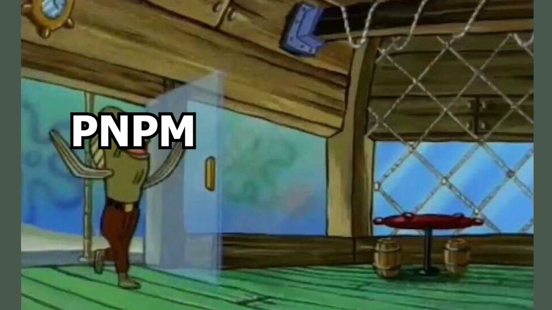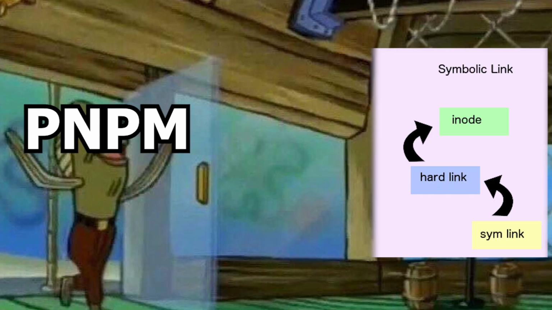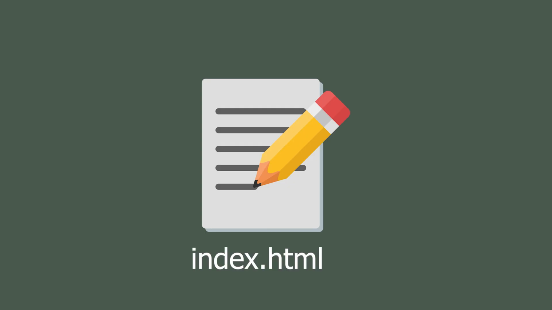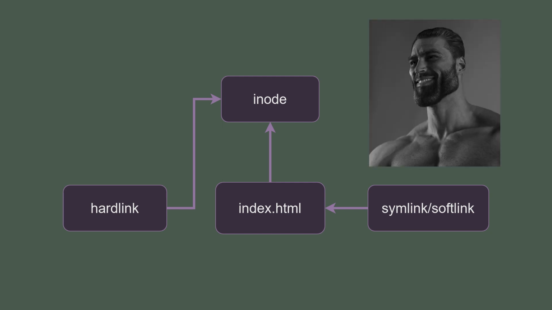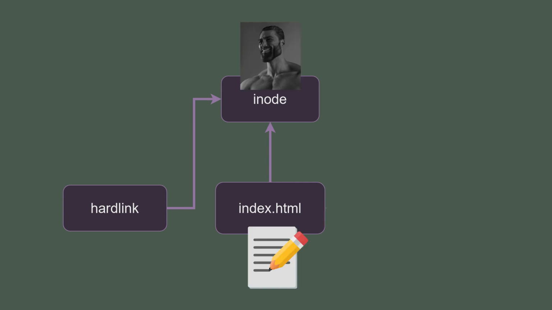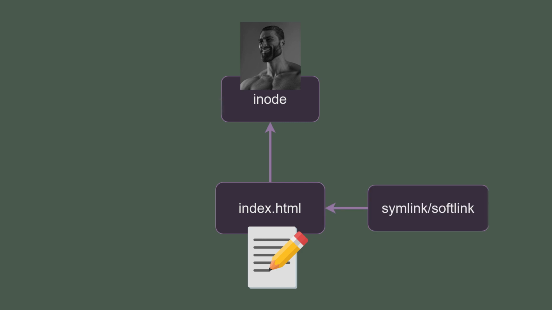Enter PNPM with its little friends called symbolic and hard links. If you don't know what hard links and symlinks are, say I create a file, index.html, my file system will point this file to what is called an inode, and the inode contains all of the metadata and links to the data blocks that contain the contents of this file. A hard link is a direct link to that inode, whereas a symlink is a reference to the index.html file.